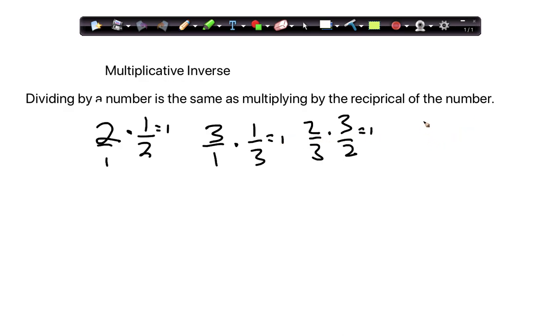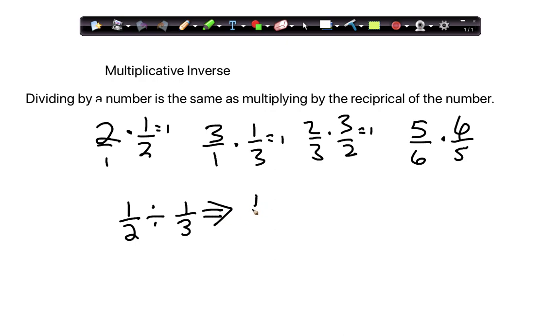So 5/6. The reciprocal of 5/6 is 6/5. So if we have, for example, 1/2 divided into groups of 1/3, that's a pretty difficult problem without changing it to a multiplication problem. It can be done, but just like we change subtraction into equivalent addition problems, we're going to do this. 1/2 multiplied by the reciprocal of this, which is 3/1. So that's 3/2.